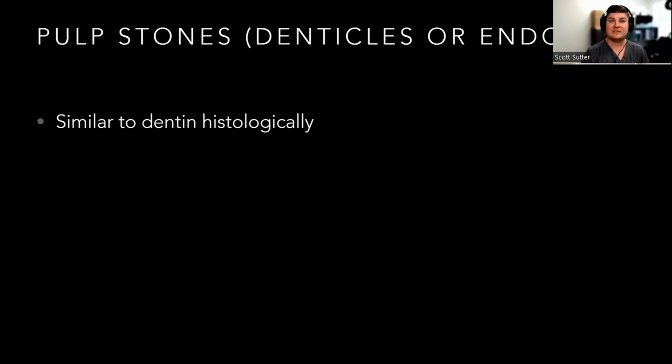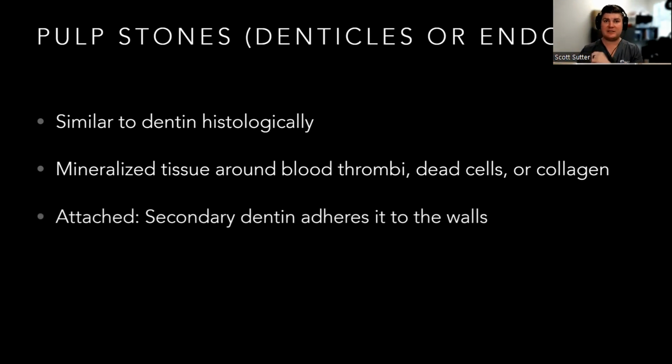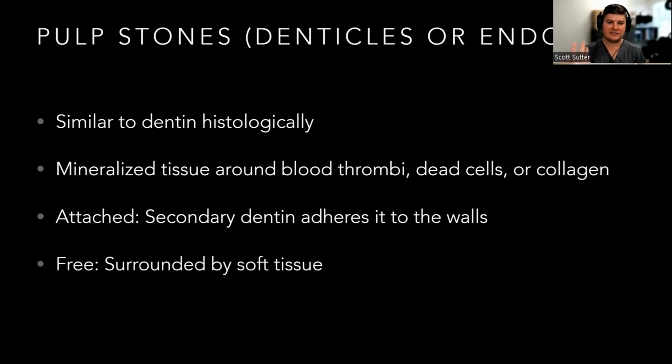They are very similar to dentin histologically, and it's usually a mineralized tissue around whatever caused it. It could be blood, dead cells, collagen. But most importantly for us, there are 2 different types. There are attached, where the dentin actually adheres it to a wall. These suck. And there's free, where it's just surrounded by soft tissue. These are super easy. The bleach goes inside there, dissolves the soft tissue, and it pops out right away. These are what you want to have.